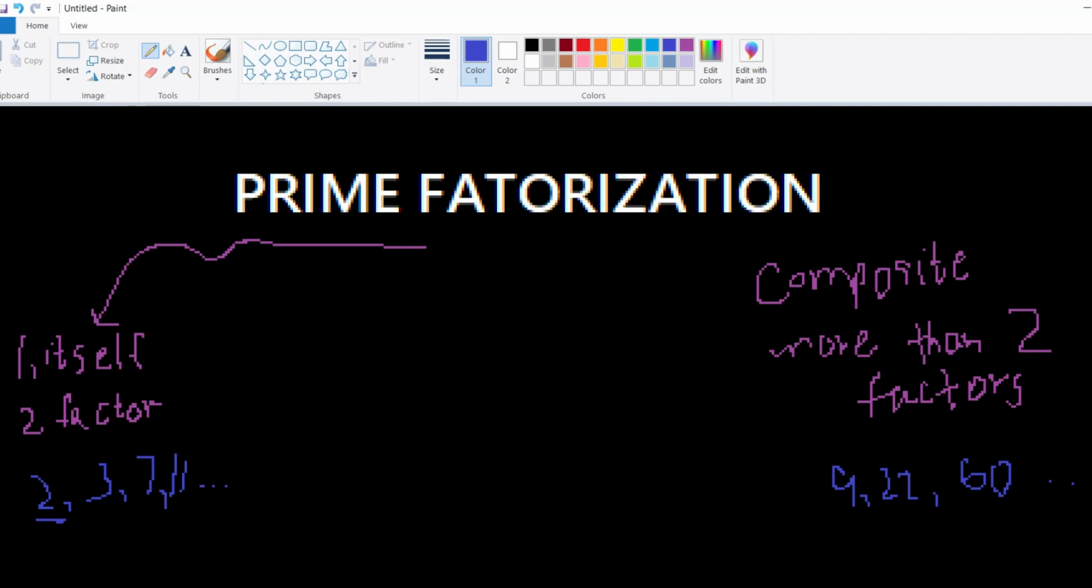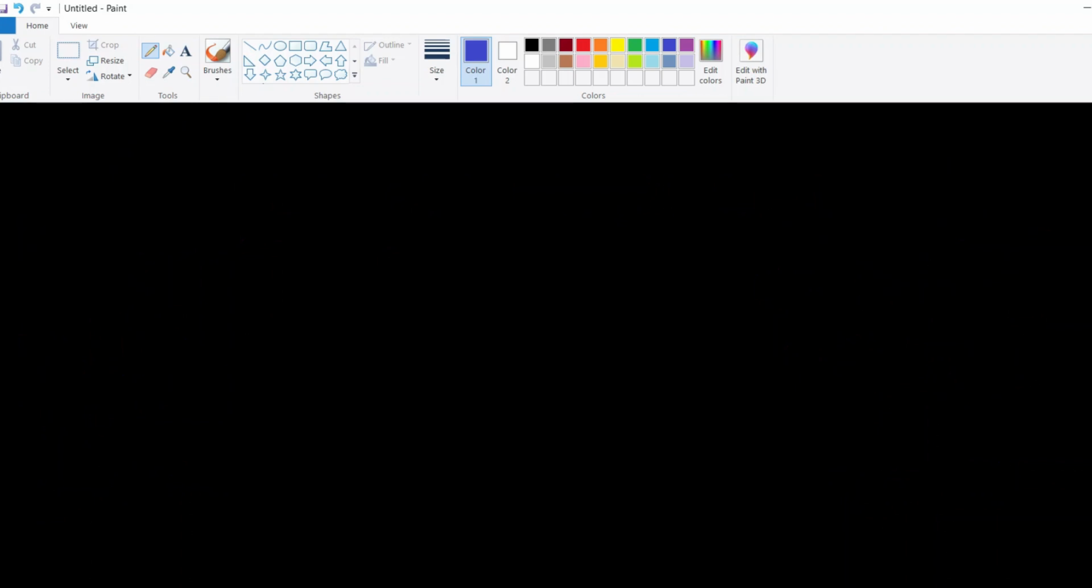So, this is the process of expressing a number as a product of its prime factors. This whole process is prime factorization. I think we would better understand it with an example. I will be going through two examples. Number one is 315, and we'll take another example as well.